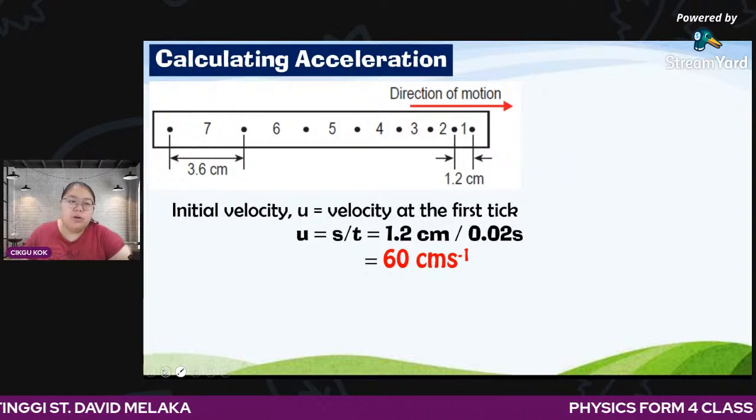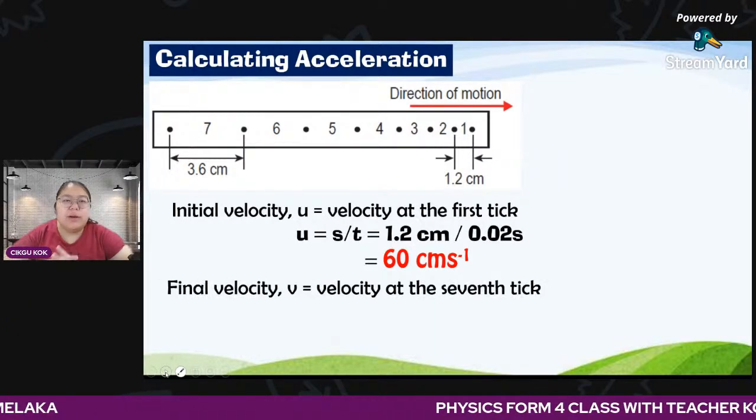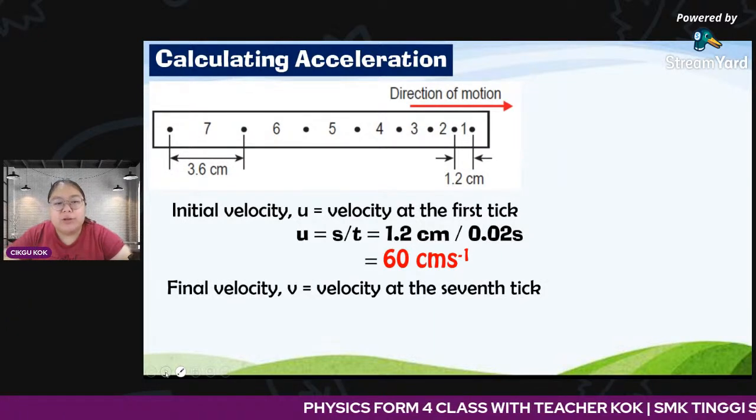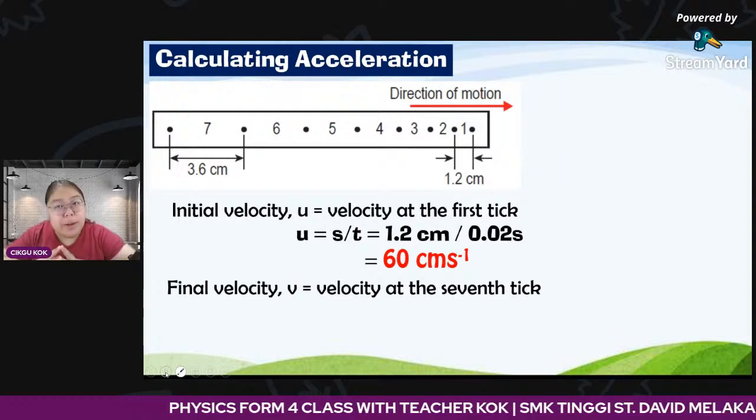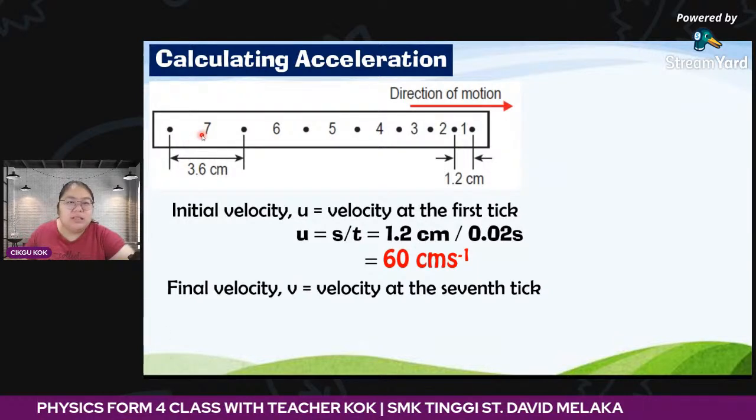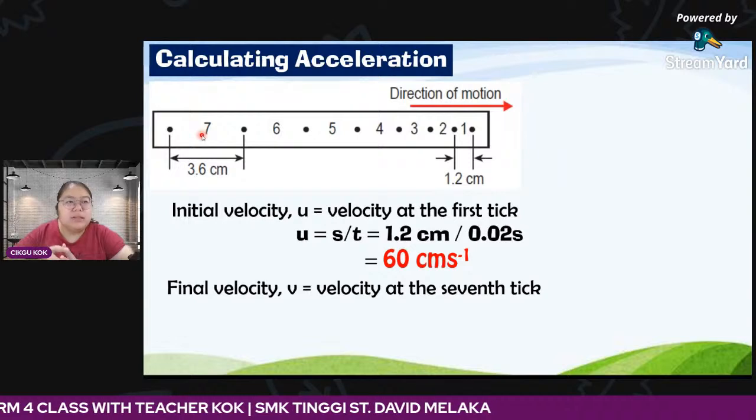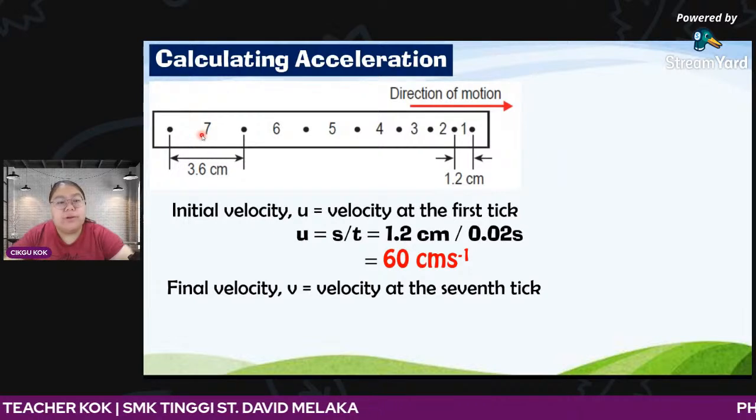Okay, then we go to the second one. Second one is a final. We need to find out final velocity is how many. That means the last one, the 7 ticks. Okay, the 7 ticks. What is the velocity?